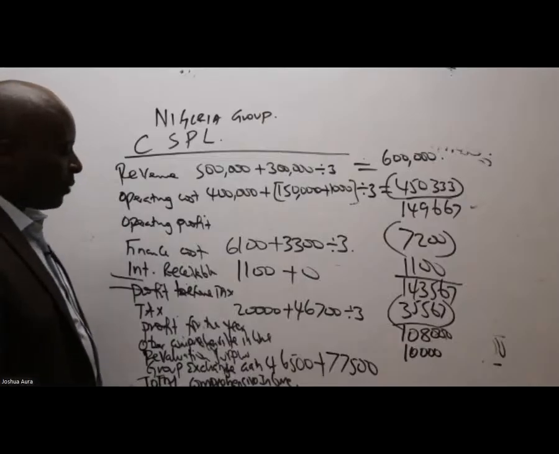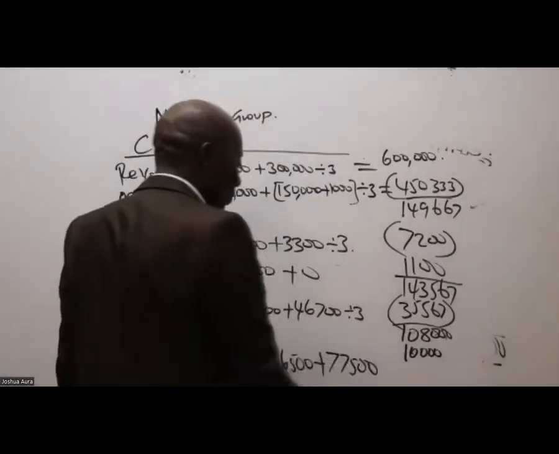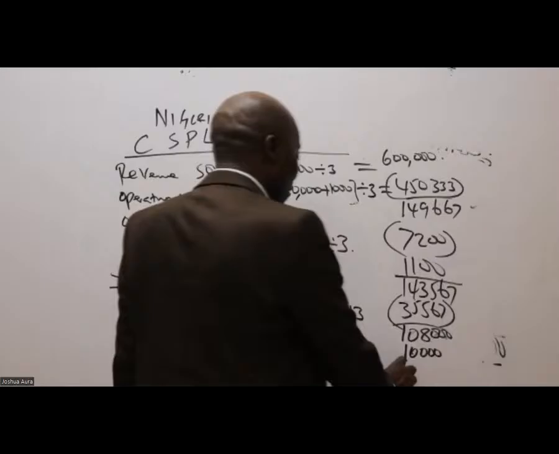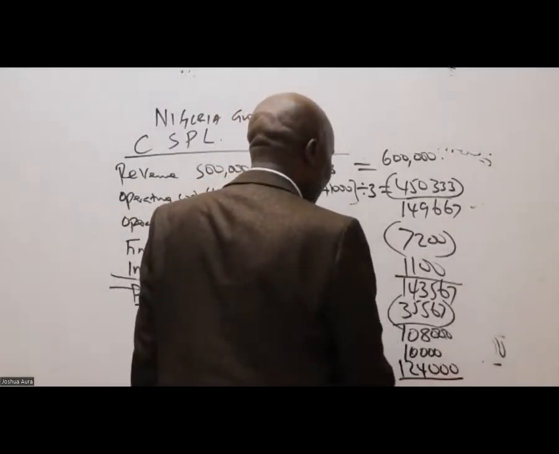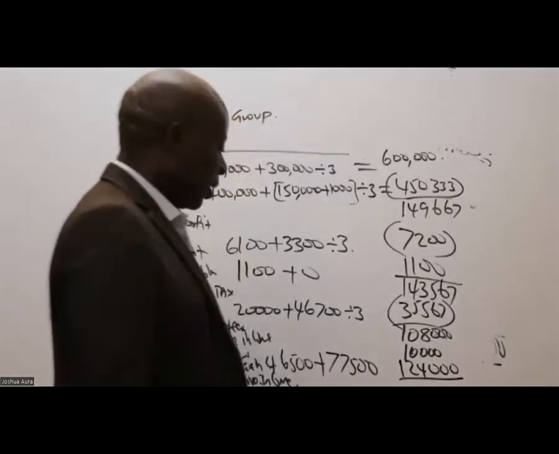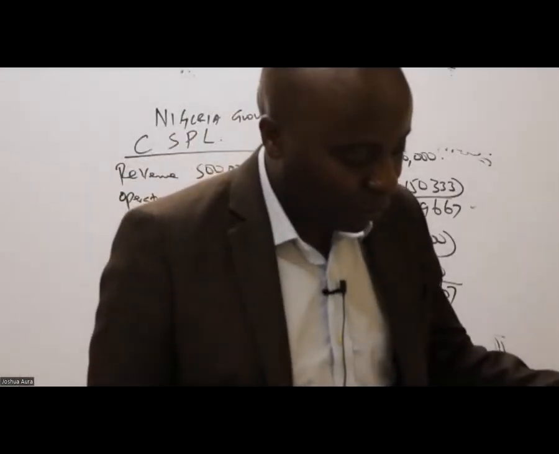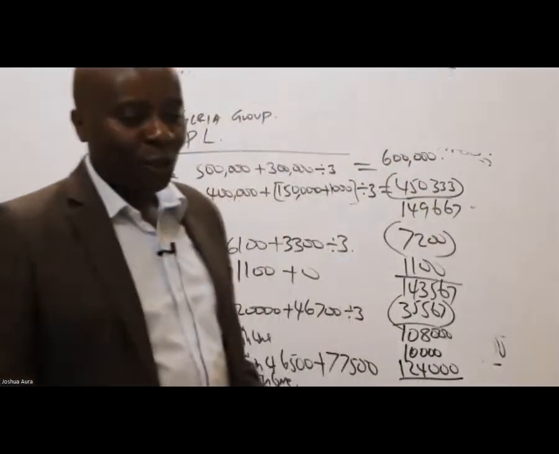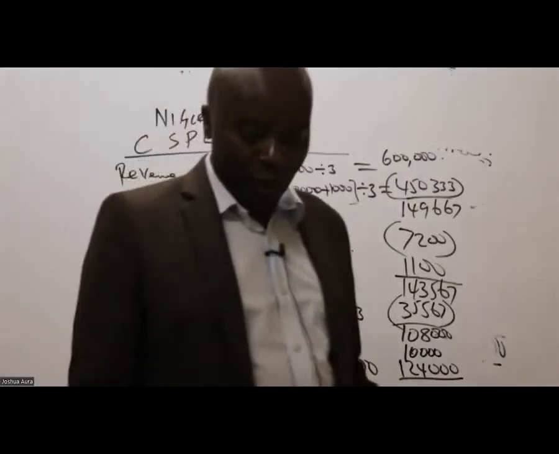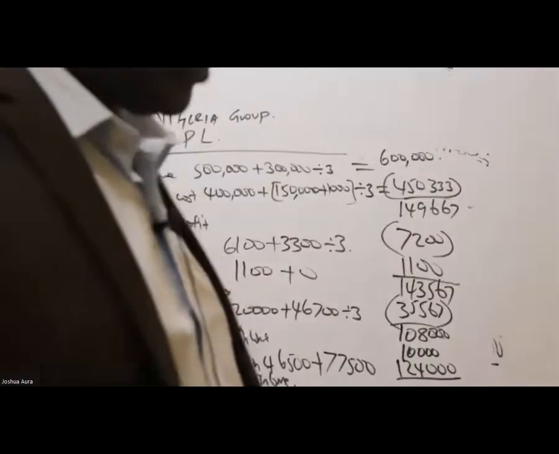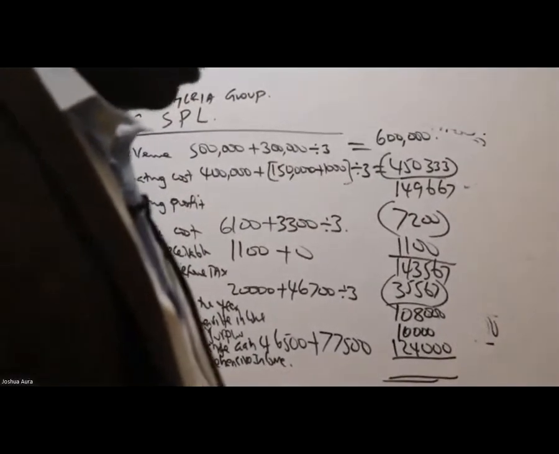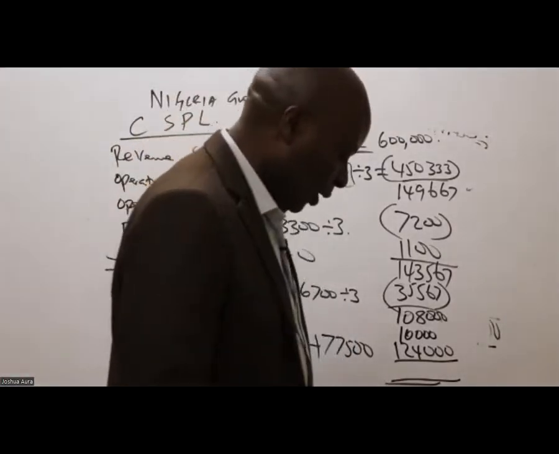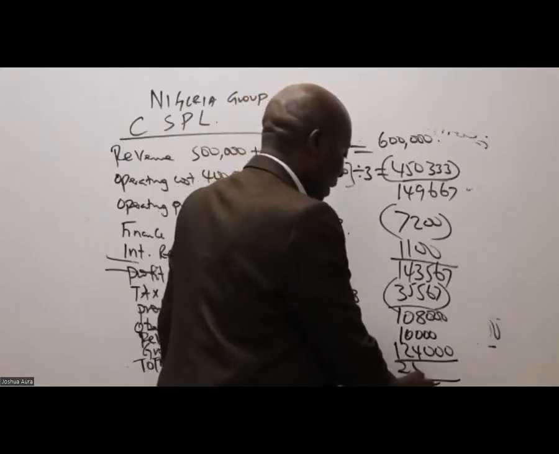So 46,500 plus 77,500, how much do we have here, somebody? 124,000. So here we have 124,000. So please come and add there for you to be able to give us the total comprehensive income. Total comprehensive income, how much does it come to when you add? 242,000. That is the end of the thing.